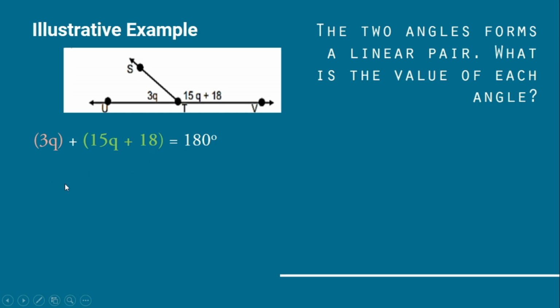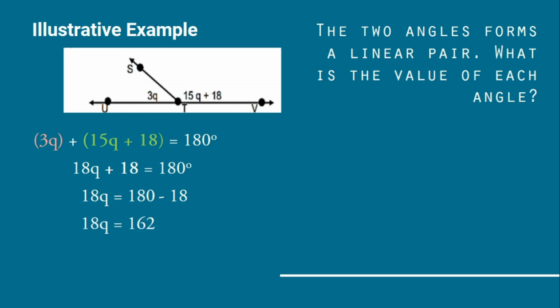Now, let's simplify this equation. We have similar terms, 3Q and 15Q, so that will give us 18Q, plus 18 is equal to 180. Another similar term: 18Q is equal to 180 minus 18, and that is equal to 162. To find the value of Q, we divide both sides by 18. So we have Q is equal to 9.